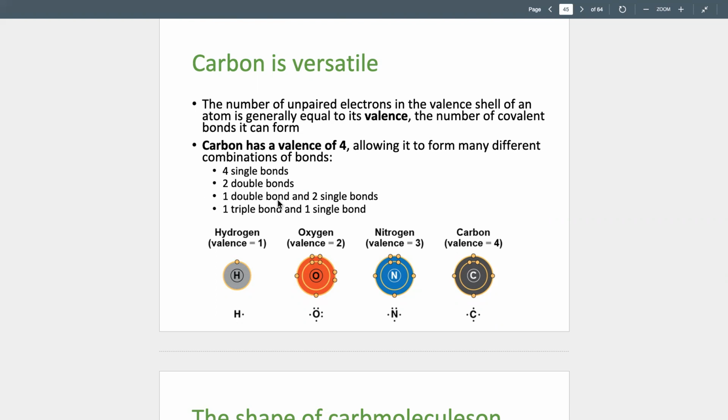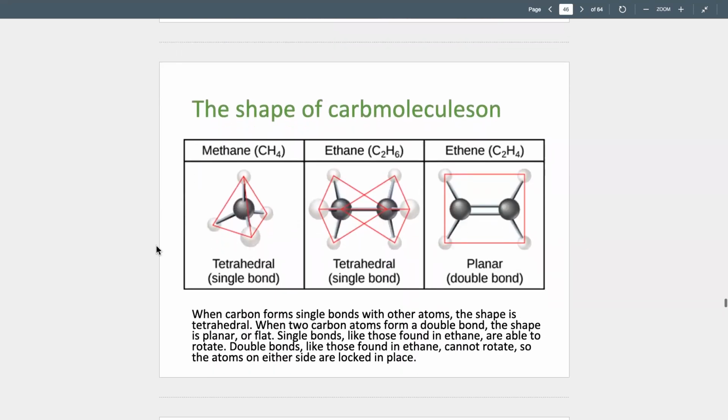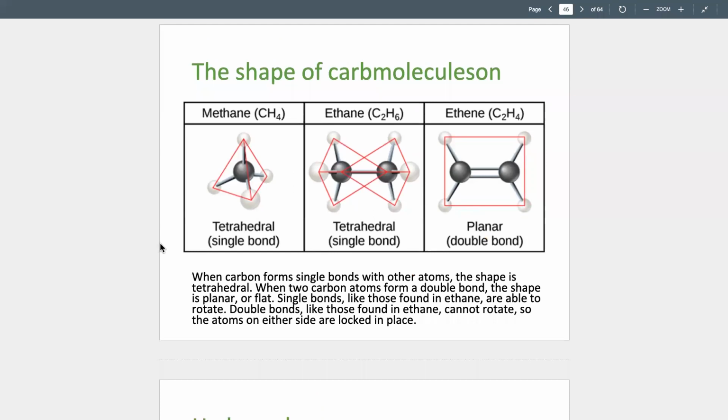It can create 1 double bond and 2 single bonds, or 1 triple and 1 single, always adding up to be 4. So this 1 double bond takes up 2 electrons, 2 single bonds are a single electron apiece, that's 4. 2 double bonds are 4 electrons, 4 single bonds, 4 electrons, that kind of thing. So the shape of carbon molecules are going to be dependent on how many bonds it's making.